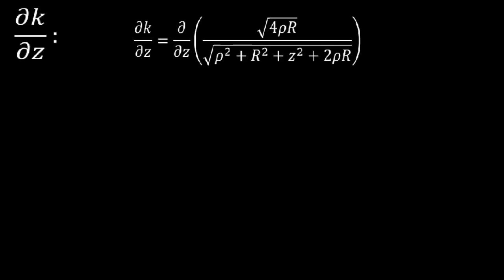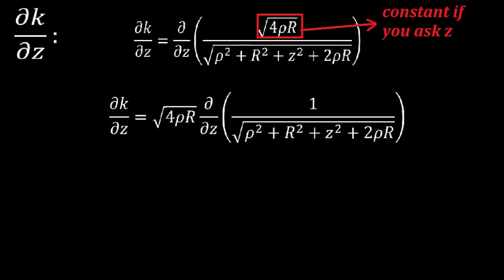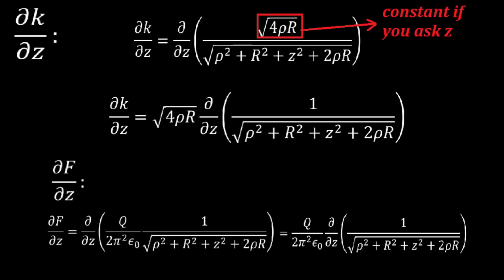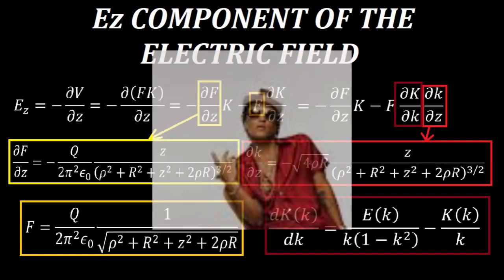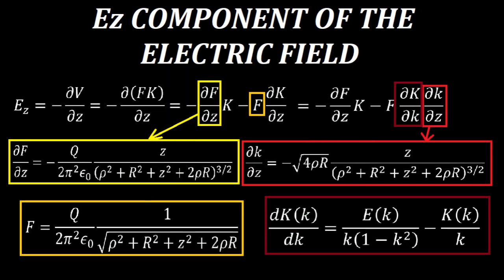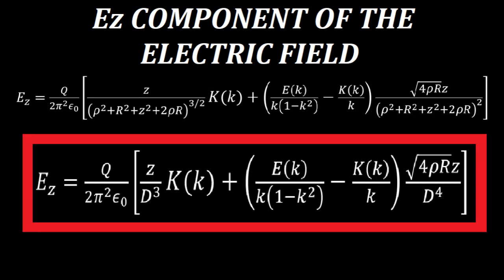Let's now do d small k over dz. There is no z in the numerator, so that's a constant with respect to it and can go out. This is now the same as the previous one, so the result is also obviously the same. And that's what I like. Putting together everything, we get the following for the z component. And now we have found all the components of the electric field.